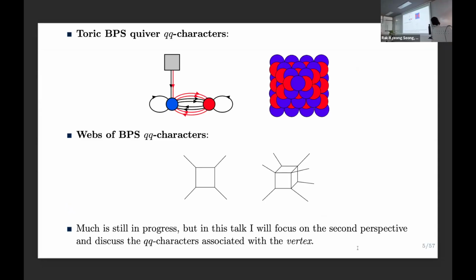The other direction is the concept of webs of BPS QQ characters. Given some kind of brane web, we can associate QQ characters to its vertices and introduce some type of gluing. But for the moment, both of them are still in progress. In this talk, since it is not yet complete, I will be focusing on how to introduce QQ characters associated with the vertex. They are the DT and PT QQ characters.